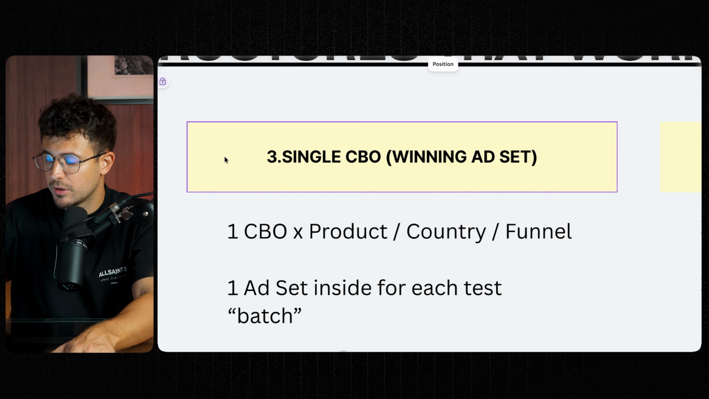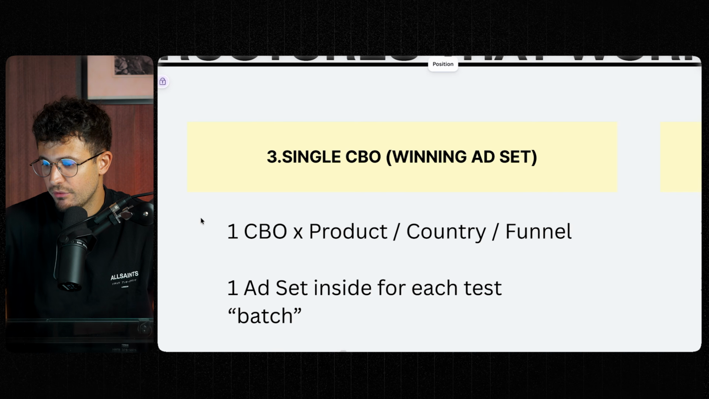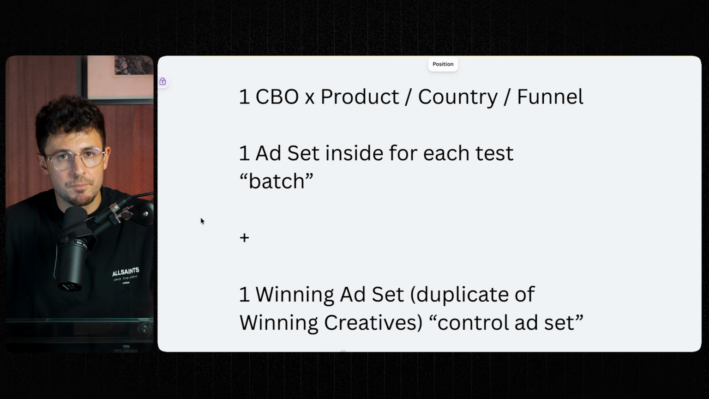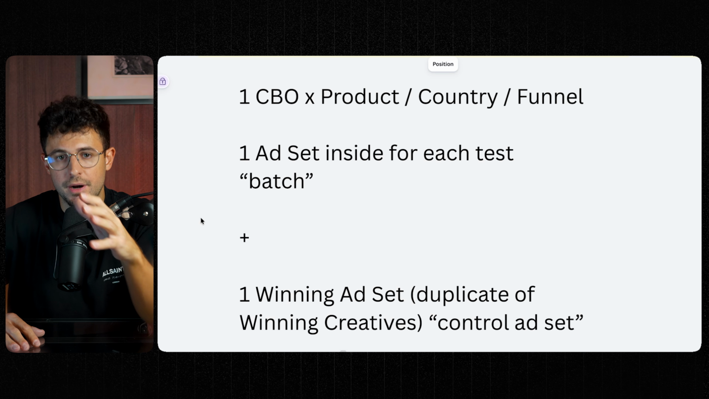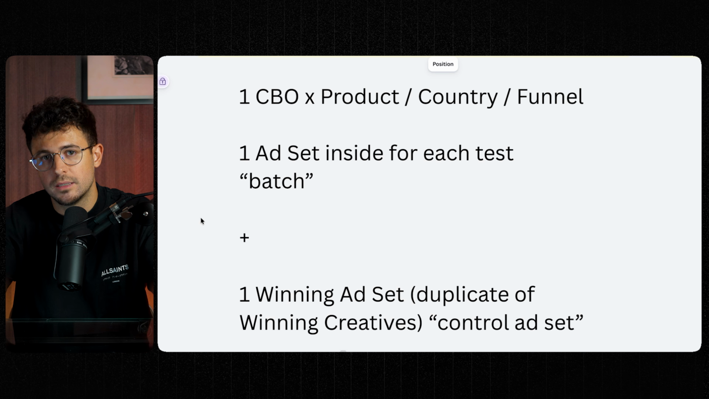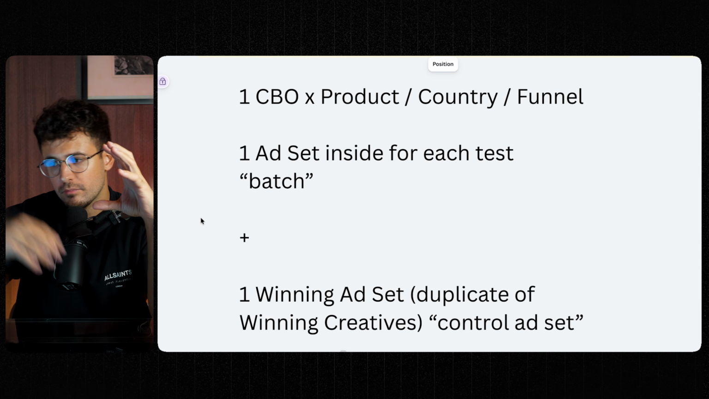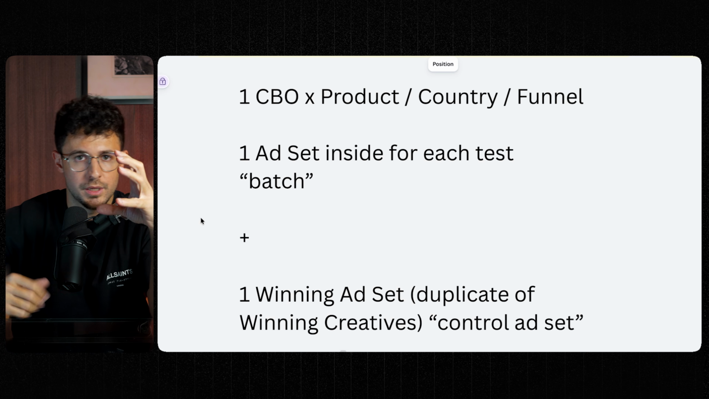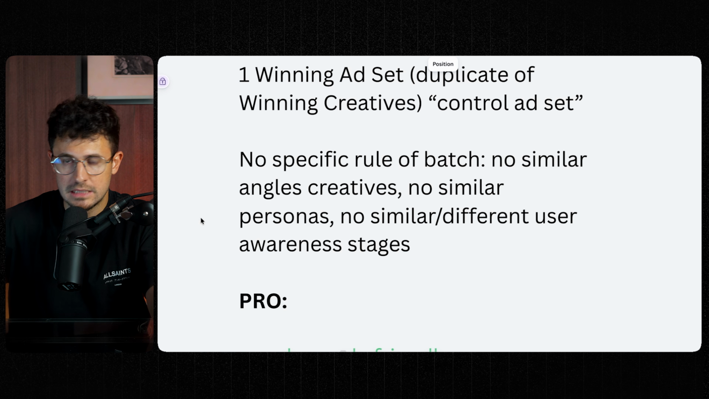Then the third campaign structure is a single CBO winning ad set option, which is a variation of the first one. The only difference is that as you keep launching new ad sets, at one point you have some winning creatives. So what you do, you want to duplicate all the winning creatives, 6, 5, 10, whatever, inside another ad set inside the same campaign and call it a winning ad set. And this is what people usually define as a control ad set. So you have all the creatives inside, duplicate them, and technically Meta is going to spend more budget towards these creatives because they're already proven to work inside the other ad set. There is no specific rule again for batching, and it's basically the same concept as before.